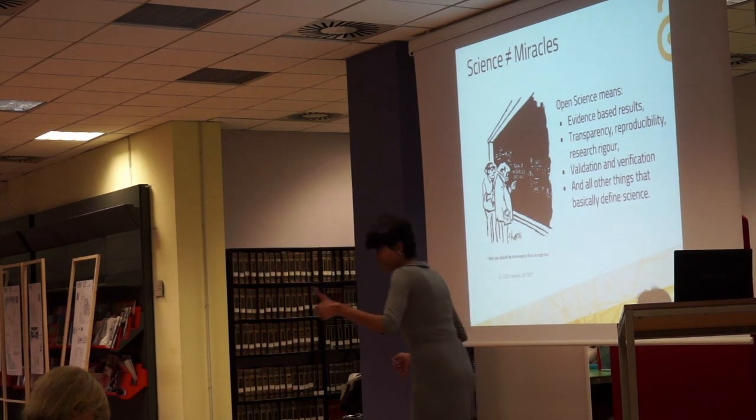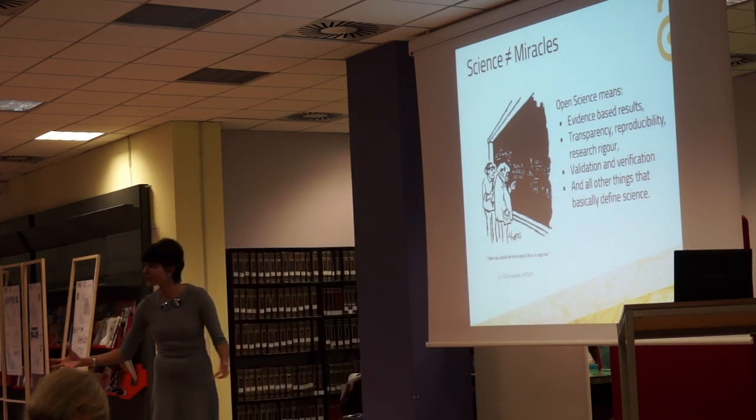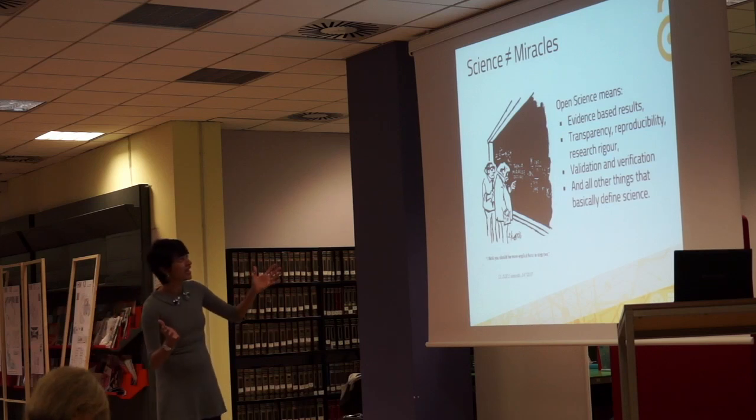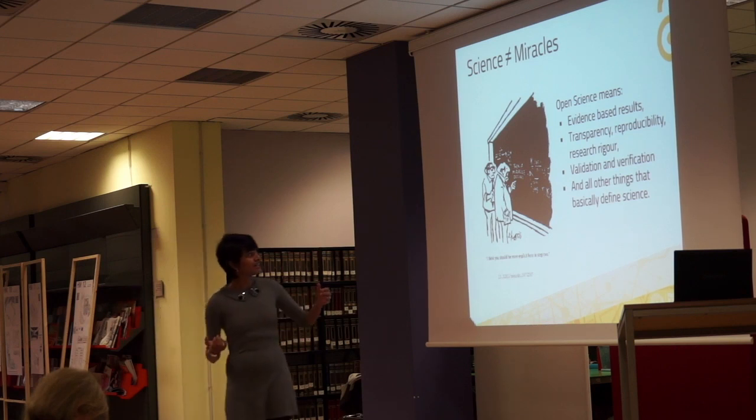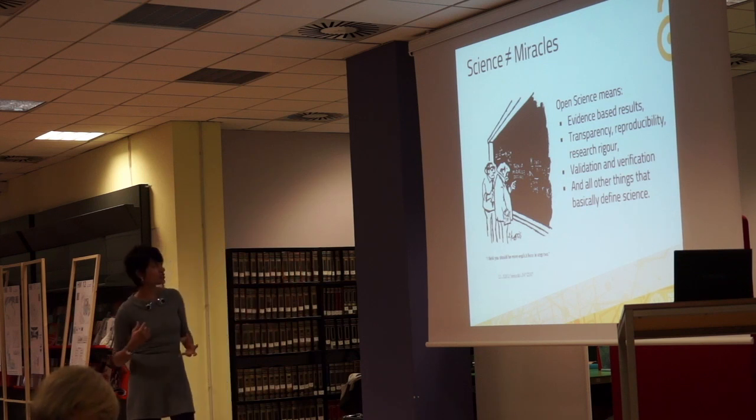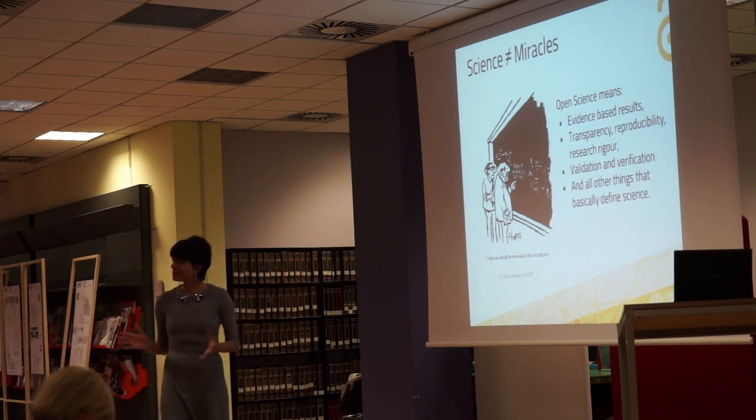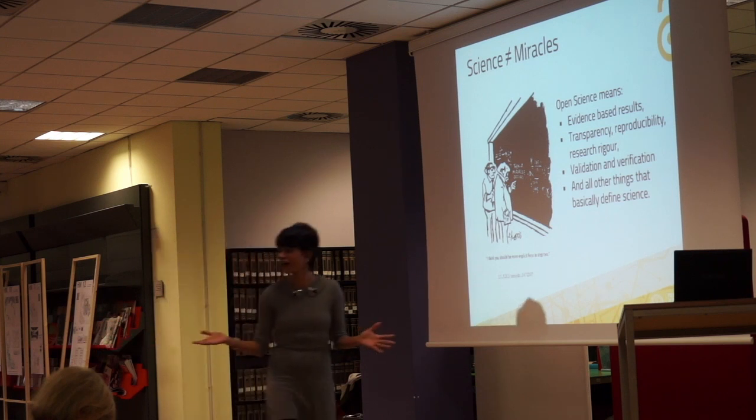open science means, firstly, evidence-based results. You need to show that whatever results you got have some evidence behind them. It means that you can reproduce the results or reproduce your methods or your studies. And it's all about research rigor, robust research, validation and verification, and all of the things that basically define science. Open science is just science done right.